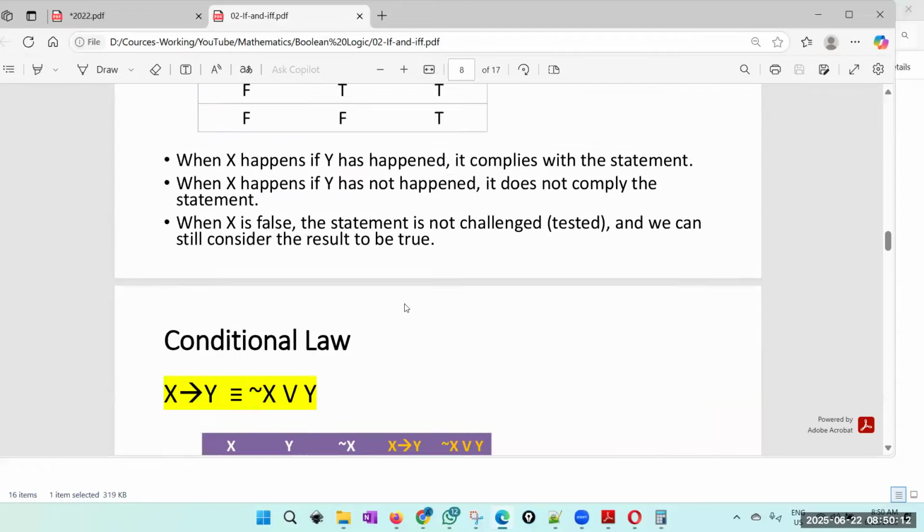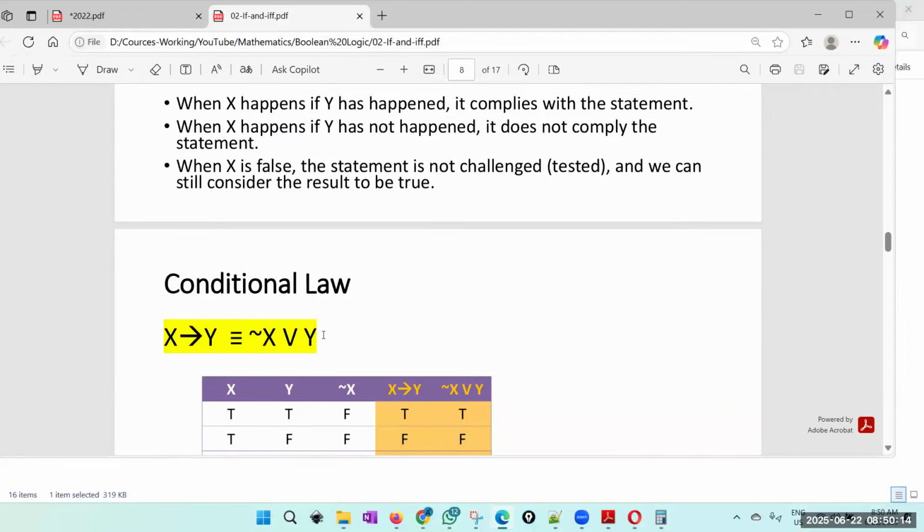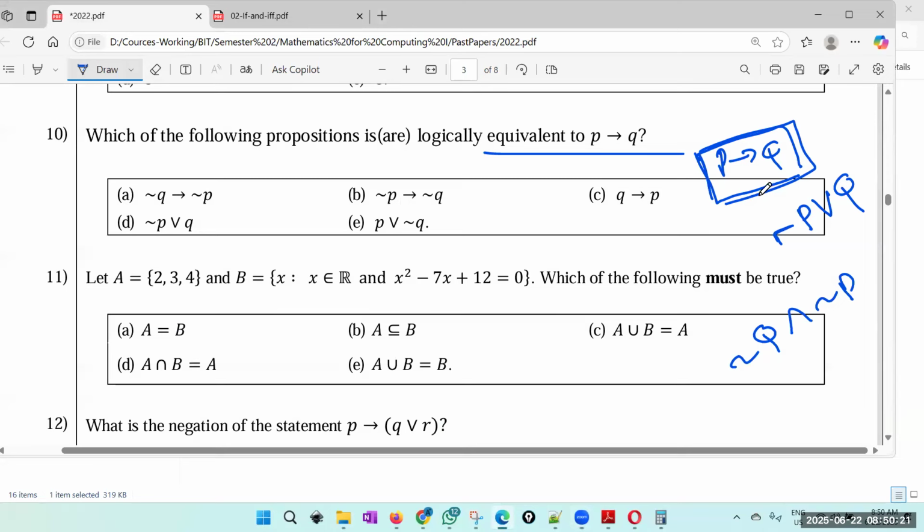So there's an equivalent statement. This one. Not X or Y. Okay, let's get back to that. Right, this one is correct. Not X or Y. Yeah, this one is correct. So your previous statement: either Q has happened or P has not happened.